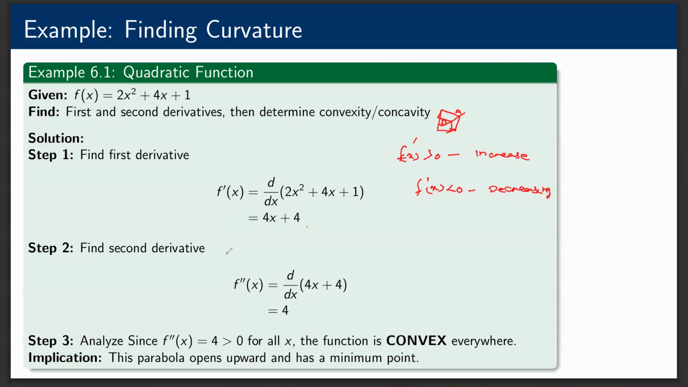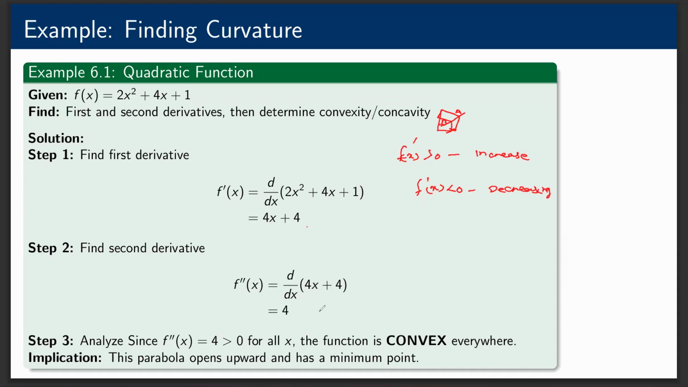Now find the second order derivative. Second order derivative means take the derivative of the first order derivative. My first order derivative here is 4x plus 4. I have to take the derivative of 4x plus 4. The derivative of 4x will be 4 and the derivative of 4 will be 0. The answer will be 4 plus 0 equal to 4. So I think the first order and second order derivative calculation is easy. There is no difficulty here.